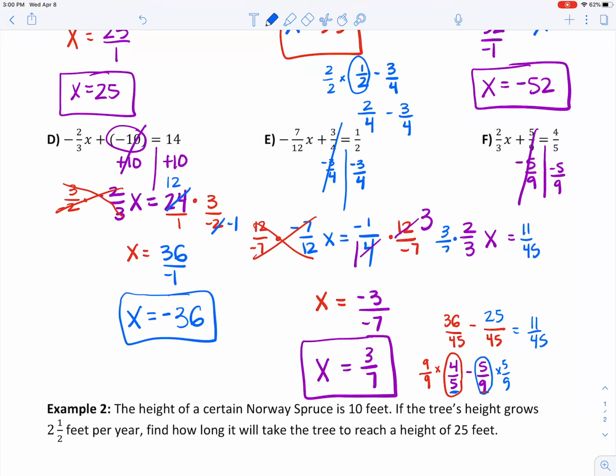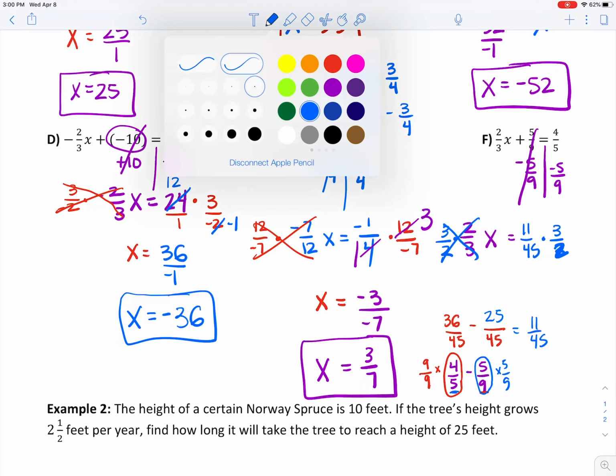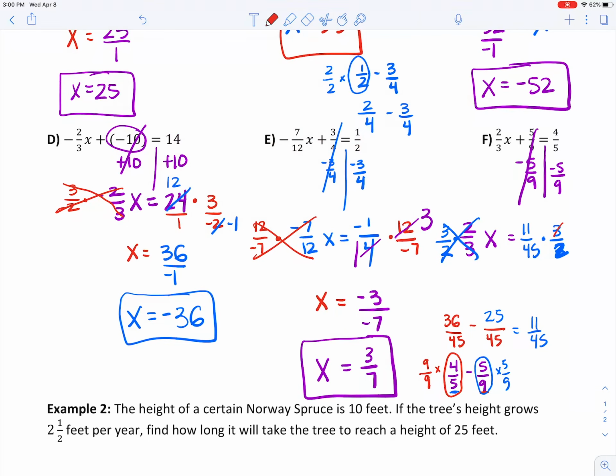Okay, and then we're going to multiply both sides by that reciprocal, by that multiplicative inverse, which is 3 over 2. So those cancel. Let's see if we can do our trick. 3 and 45 can both be divisible by 3. Let's see, 45 divided by 3 is 15. Okay, so now we have x is equal to 11 times 1 is 11, and 15 times 2 is 30. There we go. X is equal to 11 over 30.